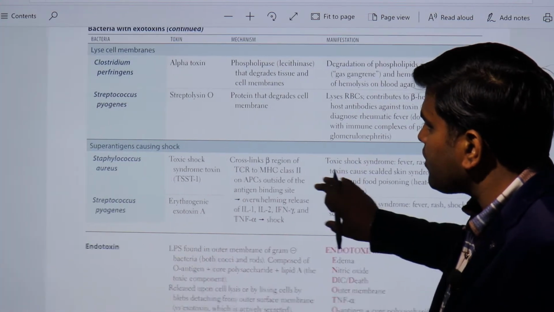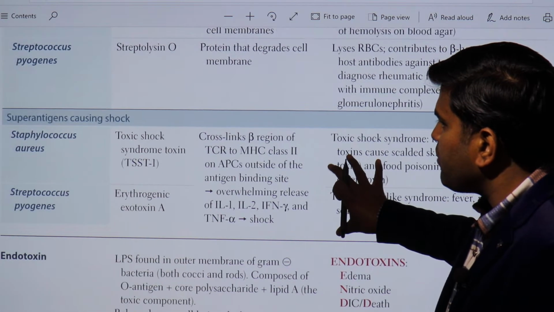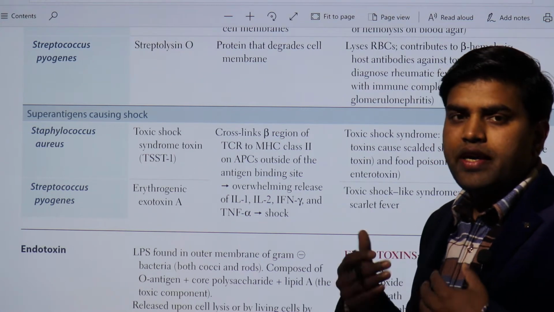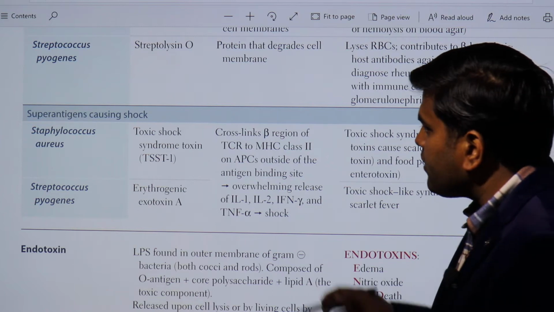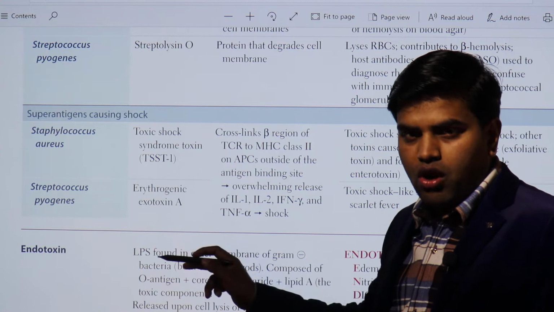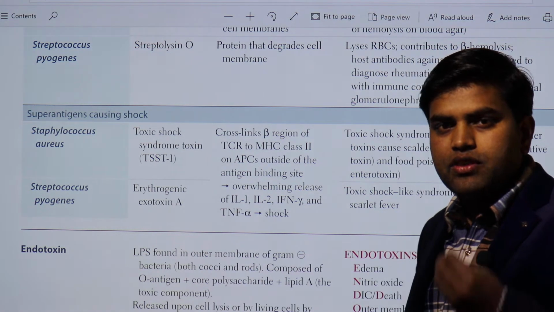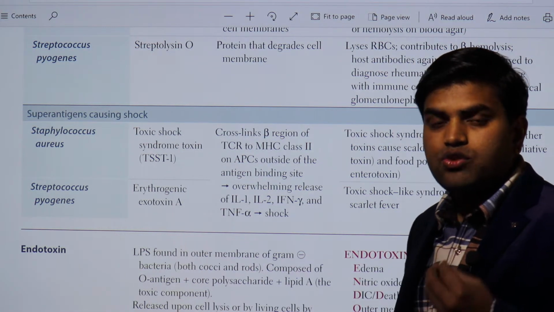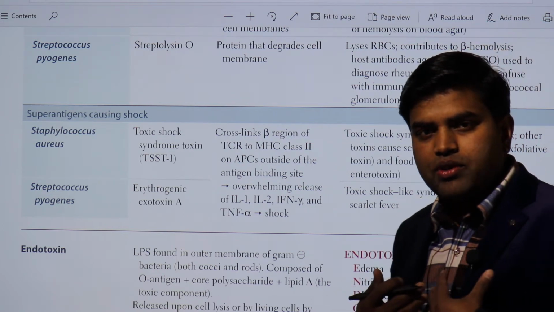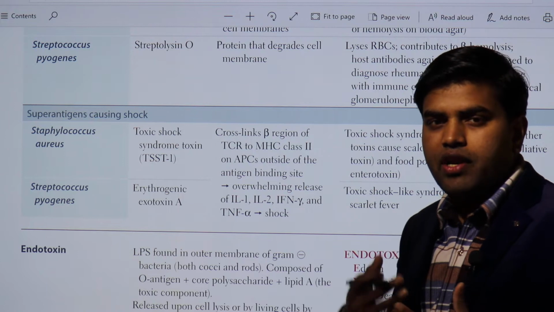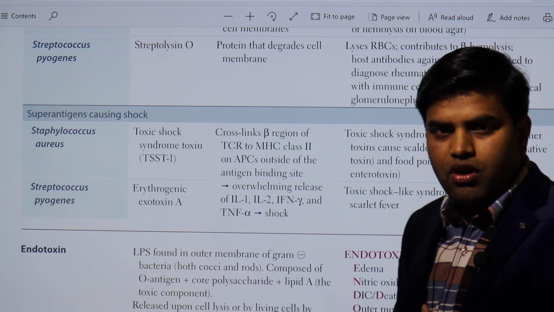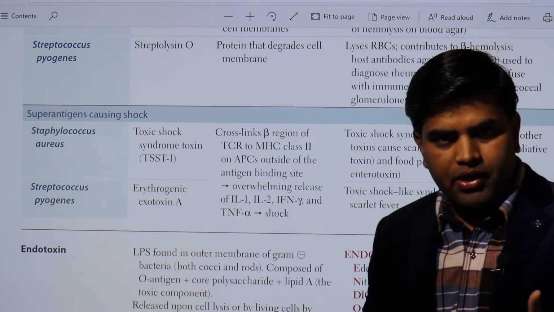But there is also another important mechanism by which bacterial exotoxins act in our body and cause damage. Another one is superantigen causing shock. Some bacteria release a toxin, and that toxin acts as a superantigen. Normally, any foreign substance that enters our body acts as a foreign antigen, and then the antibody mechanism kicks in, and antibodies are formed.